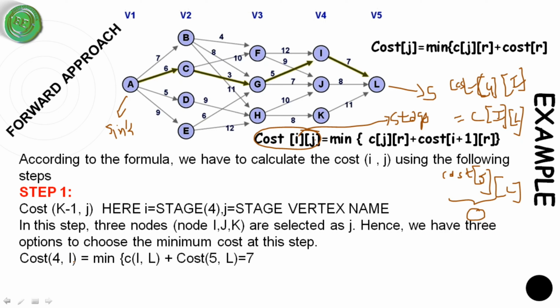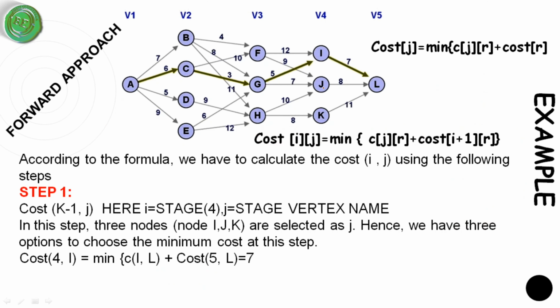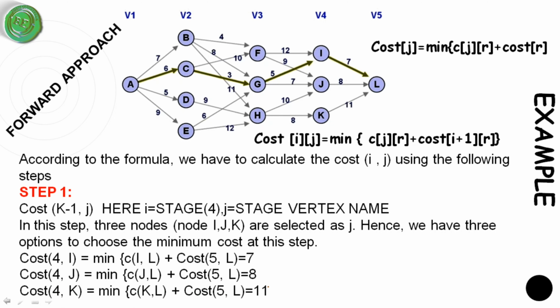Cost of fourth stage I vertex is equals to minimum of cost from I to L. What is the cost from I to L? Its value is 7 plus cost of fifth stage L vertex. Its value is 0. So 7 plus 0 is equals to 7. Similarly, the remaining nodes. Cost of j to L is equals to minimum of C of j to L. That means 8 plus cost of fifth stage Lth vertex is 0. So the total value is equals to 8. Similarly, the k value, its value is equals to 11.